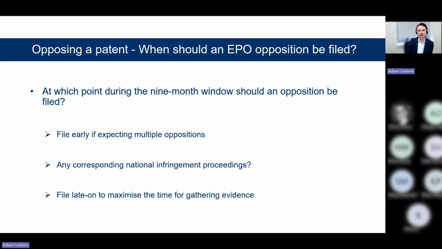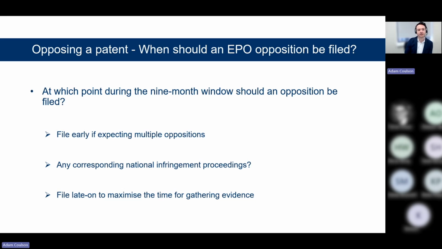If the above are not real considerations for you, then you may wish to file an opposition later on during the opposition period. Advantageously, this means that you can maximise the possible time for gathering evidence, including witness statements and expert testimonies, and putting together a robust set of arguments.